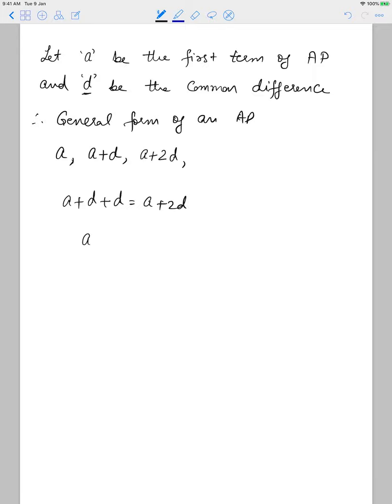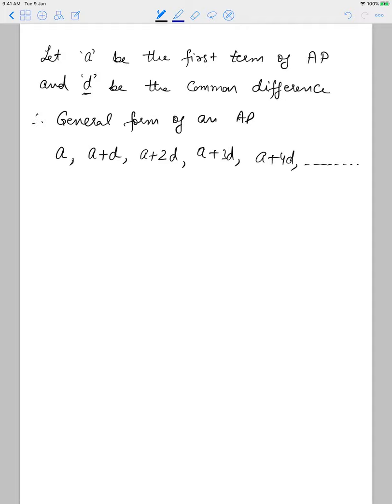Similarly, for A plus 2D, if I want to find the next term, again I will add the common difference to it. It will become A plus 3D and so on. The next term will be A plus 4D and so on. Now you need to just observe this sequence very carefully. What rule are we following here? We are adding a common difference to the previous term to obtain the next term. So this is the arithmetic progression we have obtained.